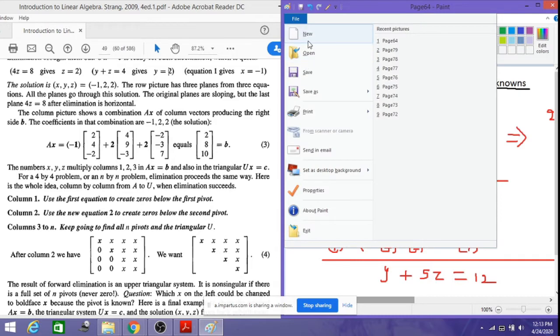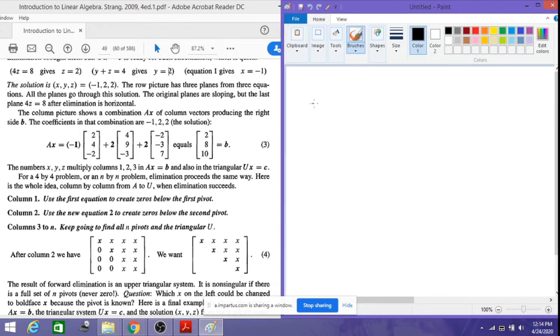So let's take a new page, and let us write this in the normal form, how we used to write, that is the Ax equal to b form. If you write this 3x3 matrix in a vector form, then the Ax can be written as: the value of x is minus 1, which means the first column of the coefficients is multiplied by minus 1 times. So the coefficients are 2, 4, and minus 2.